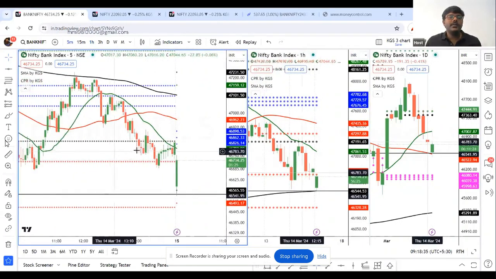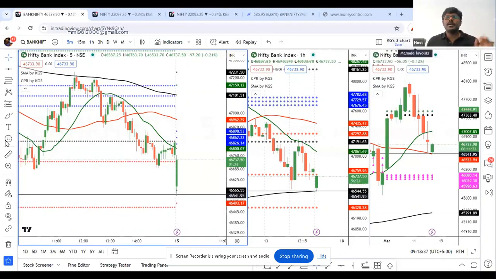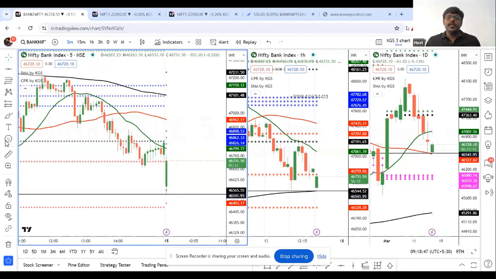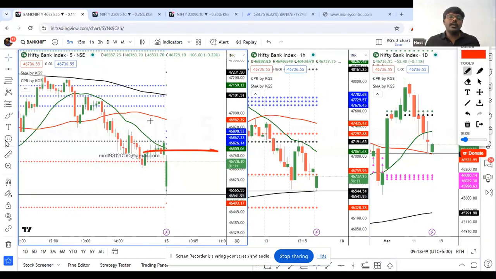Yesterday 5 minutes 20 and 50 did not give resistance, but unexpectedly 200 gave resistance, out of syllabus. We did not expect 200 will act as a resistance. So same way, as far as this 5 minutes 20, 50 and 200 is acting as a resistance, we cannot take a confident long position.